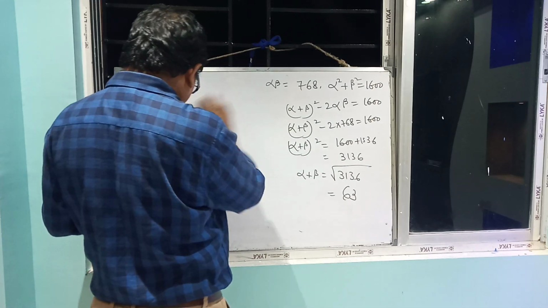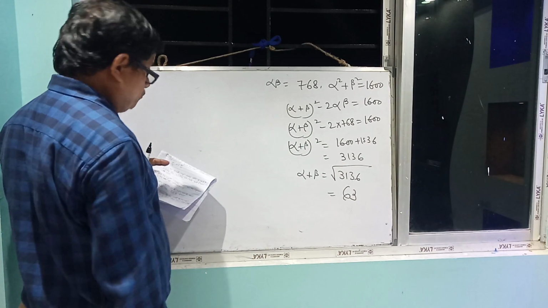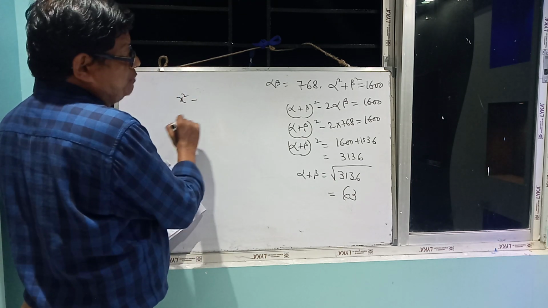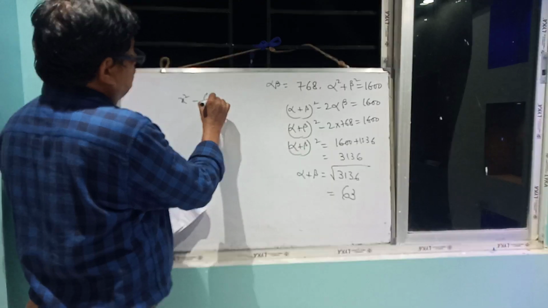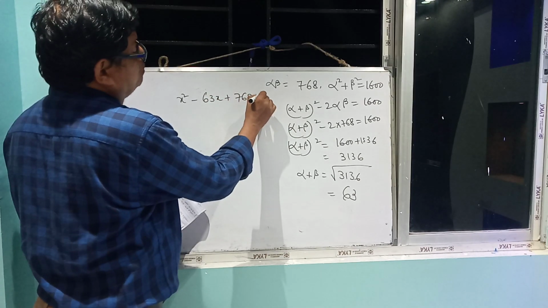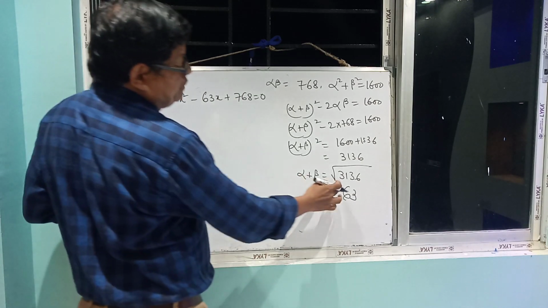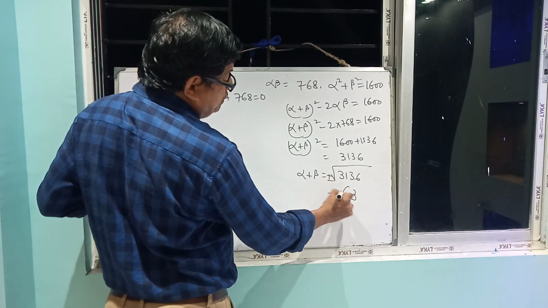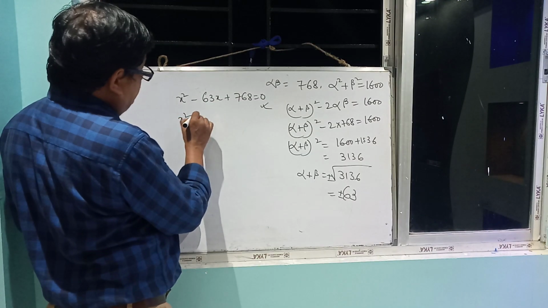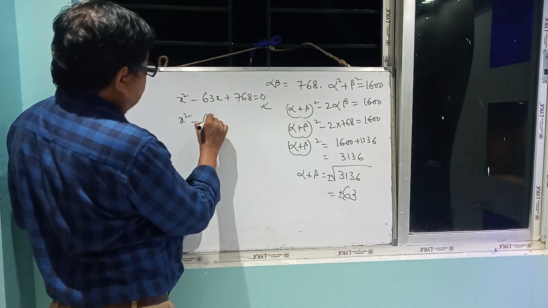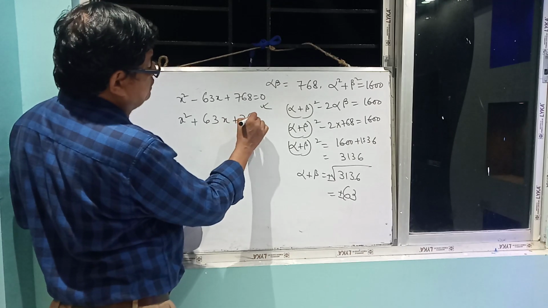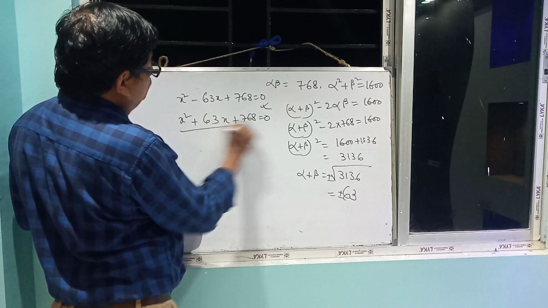Then the equation is x square minus the sum of the roots, 63x, plus the product, already given, 768, equal to 0. If you take the negative sign, suppose plus or minus: for the first, the positive sign, and for the negative sign, you will write x square plus 63x plus 768, with no change in the product. So these two equations are coming.